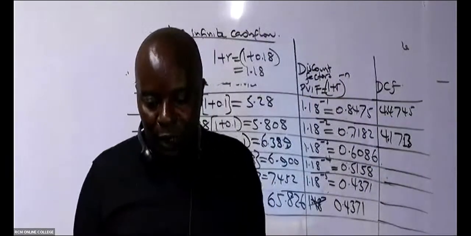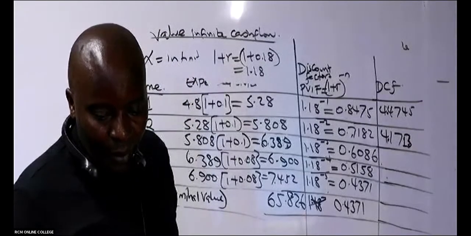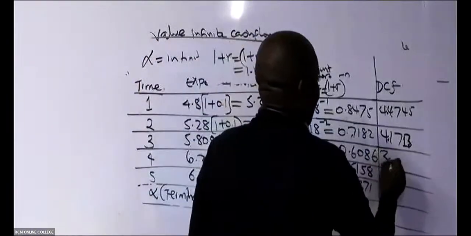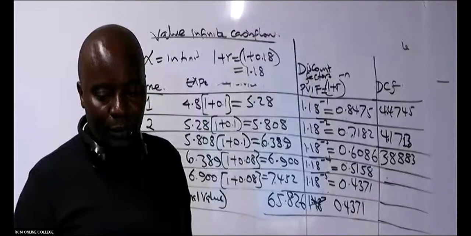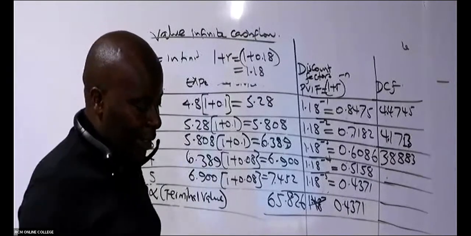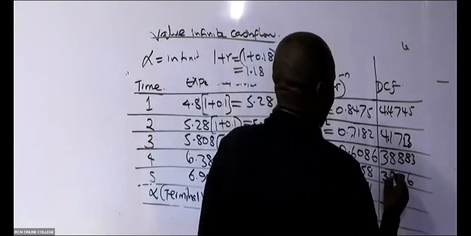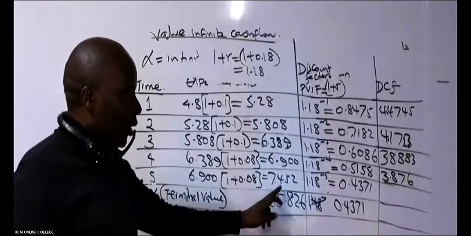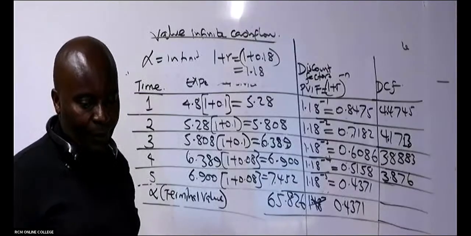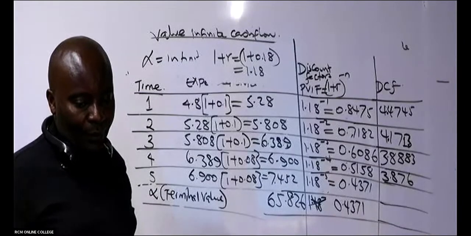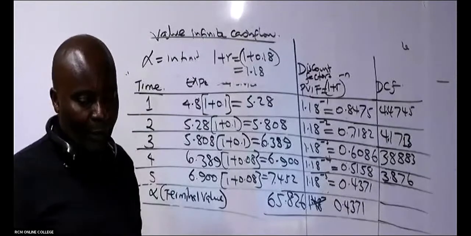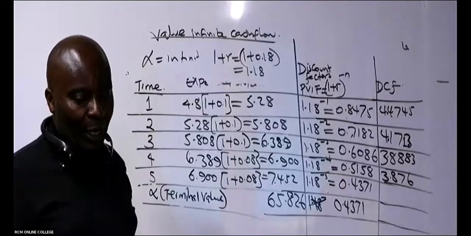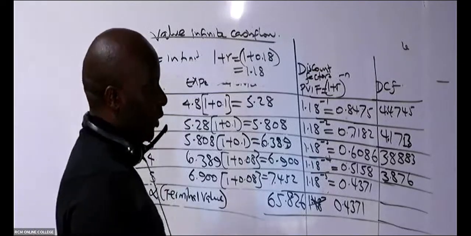So the second last, ladies and gentlemen, what do we have there? 38,883. Thank you so much. Then $38.76, I'm told. Then 74.52 times 0.4371 gives 32.57.